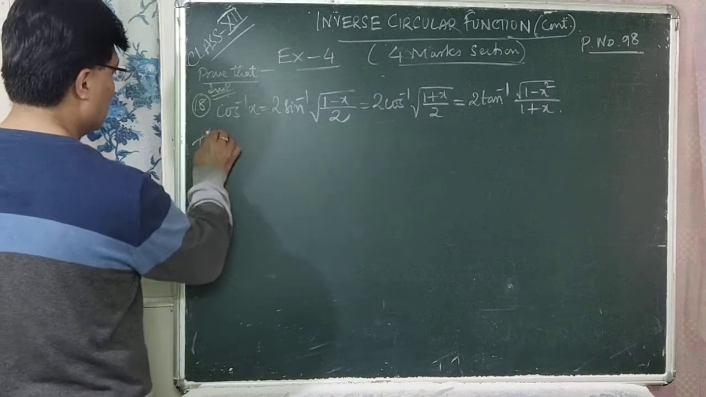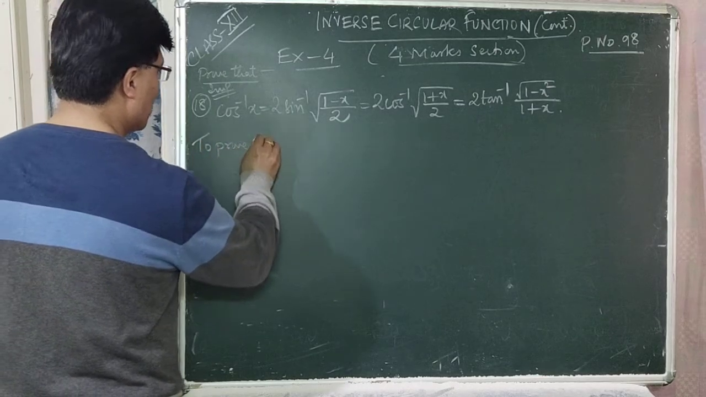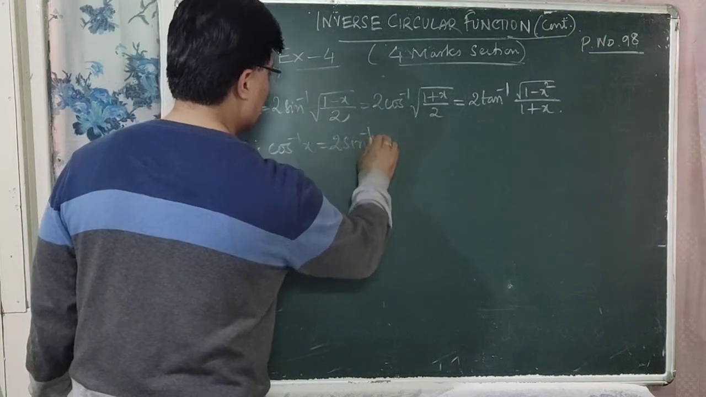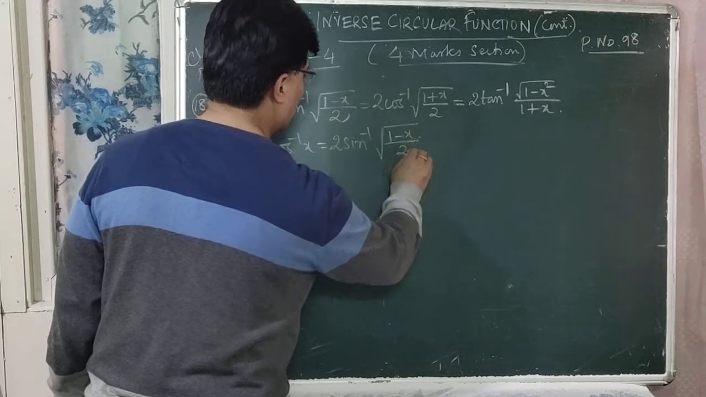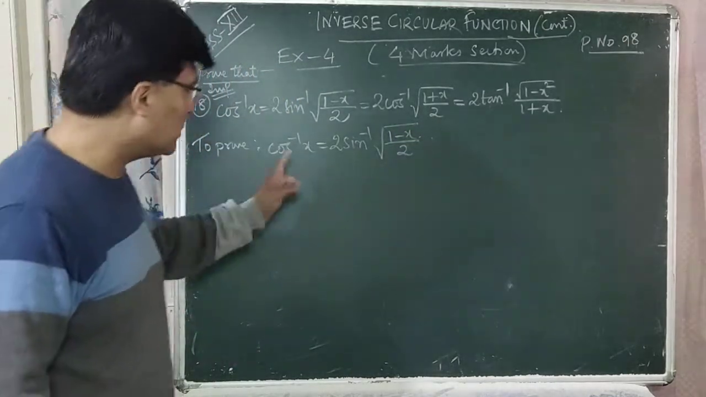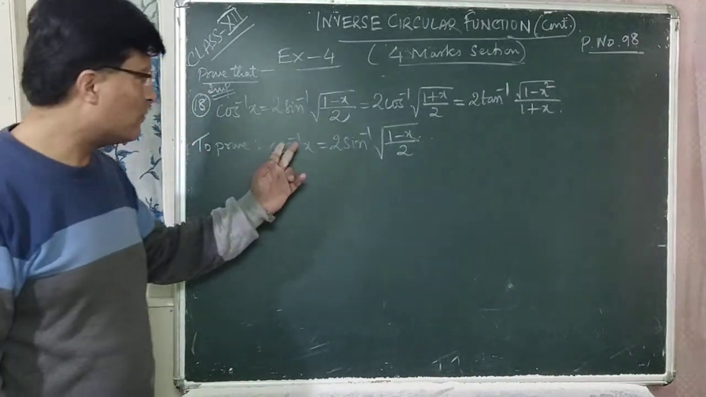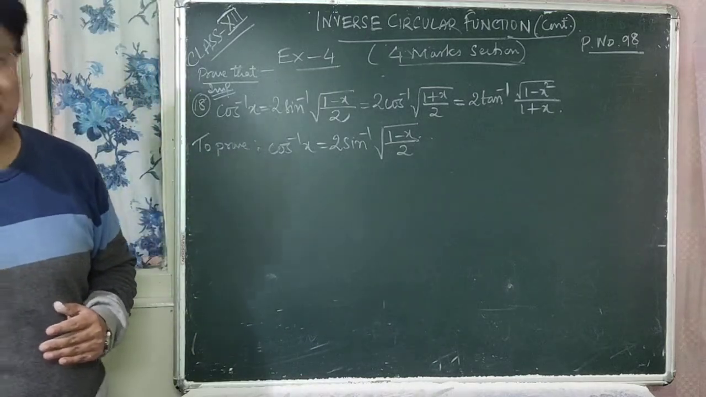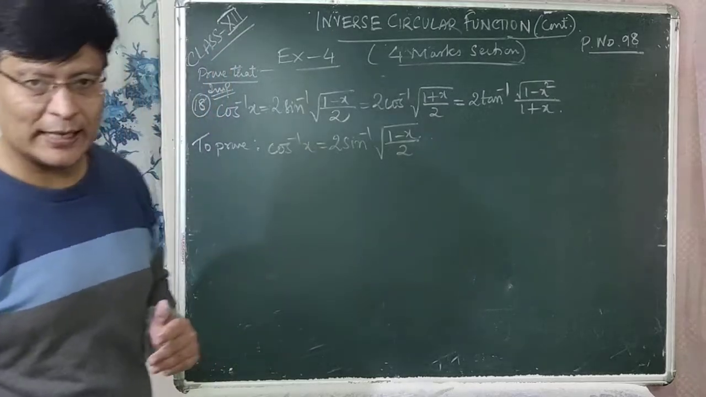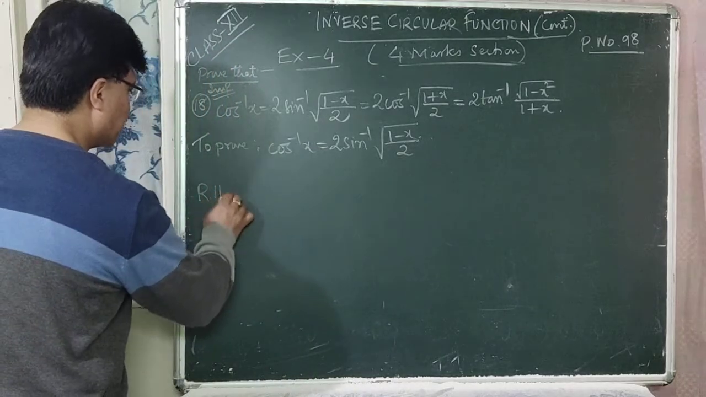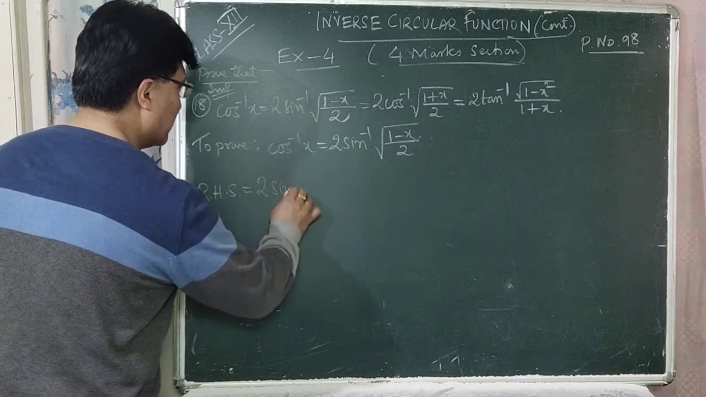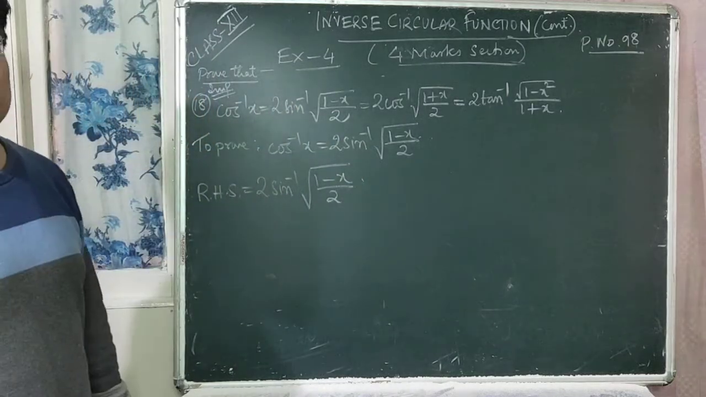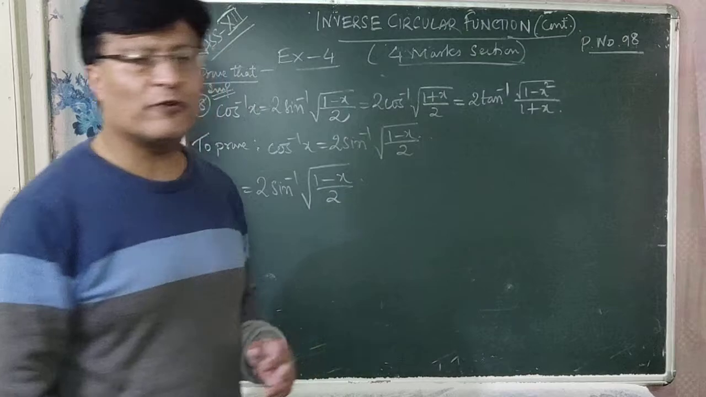Let us prove that first. That means cos inverse x is equal to 2 sin inverse of square root of (1 minus x) whole divided by 2. Right. Let us prove this first part first. That is, first is equal to second. So in this case we can do the trigonometric substitution method. We can prove it from the right hand side. Okay. So let us write down RHS is equal to 2 sin inverse of square root of (1 minus x) by 2. So let us do the trigonometric substitution method. So what should you put for x?